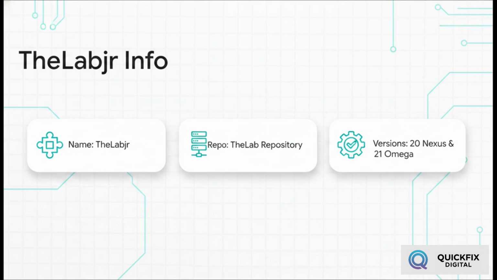Okay, let's check our gear. Before you start the installation, you need to make sure your system meets the requirements. The add-on name is TheLabjR, and the repo name is TheLab Repository. But the real kicker here is the Kodi version compatibility. According to the guide, this add-on is compatible specifically with Kodi version 20 Nexus and 21 Omega. Seriously, go double-check your software version right now so you don't run into a frustrating roadblock later on.